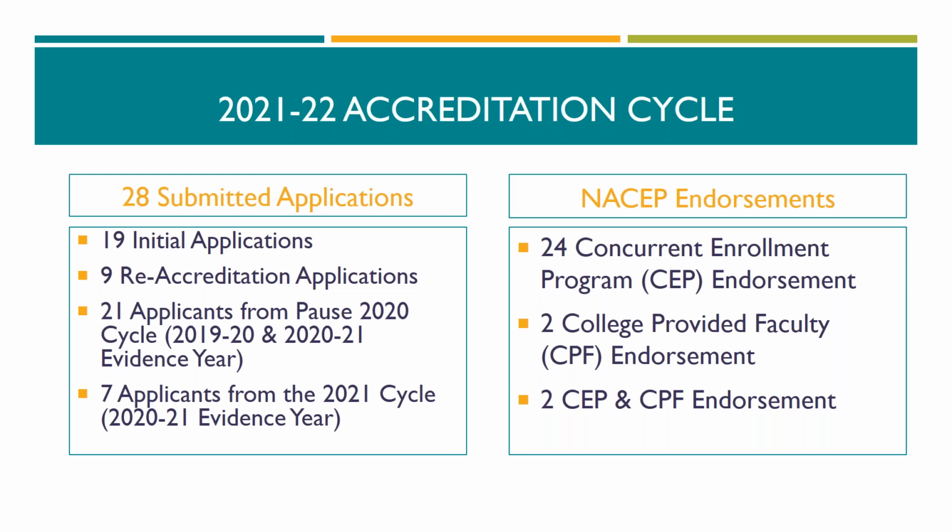So a program can be granted both endorsements by the commission, or they can be granted one of the two, or there's a possibility that they may not be granted either, depending on the evidence that they upload and what you observe as a peer reviewer.